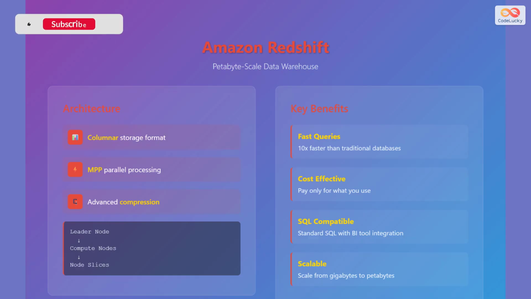Amazon Redshift is a petabyte-scale data warehouse service designed for fast querying and analysis of large datasets. It is optimized for online analytical processing workloads, also known as OLAP, and provides powerful features for data warehousing and business intelligence. Let us delve into the architecture and benefits of Redshift.